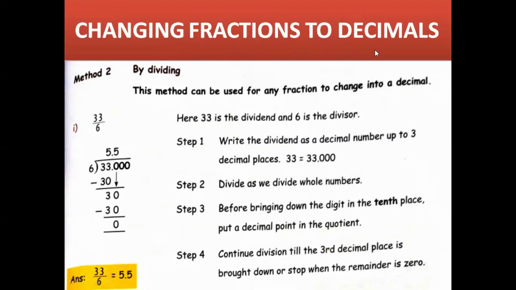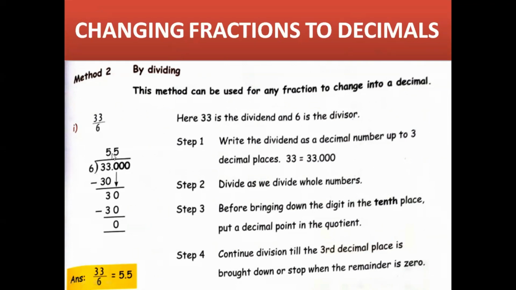Changing fractions to decimals. Method 2. By dividing, this method can be used to change any fraction into a decimal. For example, 33 by 6. 33 is the dividend and 6 is the divisor. Step 1. Write the dividend as a decimal number up to 3 decimal places. That is, 33 equals 33.000, followed by 3 zeros.